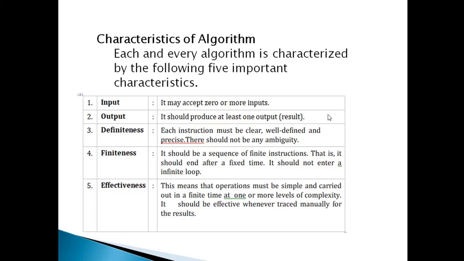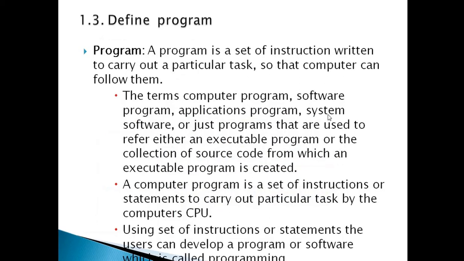And the fifth one is effectiveness. Effectiveness means it should be simple, it should carry out in finite time, and it should give the output for manual inputs also. That is called effectiveness. Next we discuss the program.